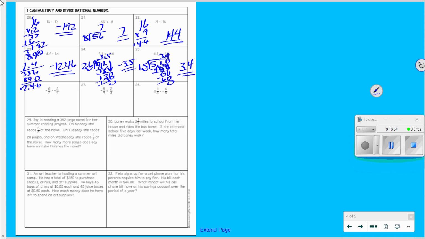6 sevenths times 3 fourths. Multiplying is the easiest one. Look for my reduction. I can divide those by 2. Gives me 9 over 7. So that's going to go 1 and 2 sevenths. They're both negative. That means they're the same. They love each other. It's positive.